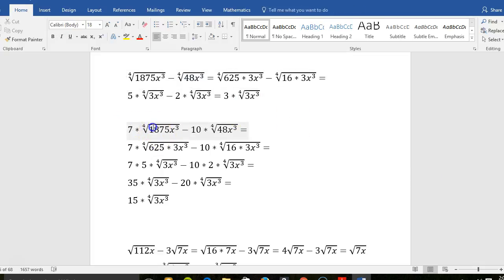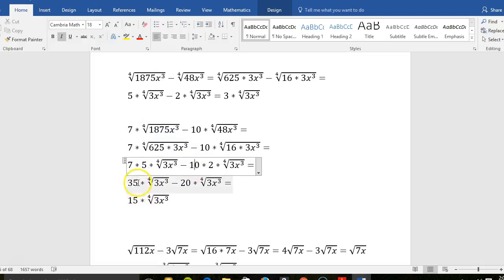Let's look at this next example here. 7 times the fourth root of this guy. Let's do the same two guys, but stick a multiplier of 7 in front here and a multiplier of 10 in front here. We go through the same steps. We filter out the 625 for this one and the 16 for this one. That 625 comes out as a 5 and multiplies into the 7 to give you 35. This 16 comes out as a 2 just like before, but it multiplies into the 10 and gives you 20.